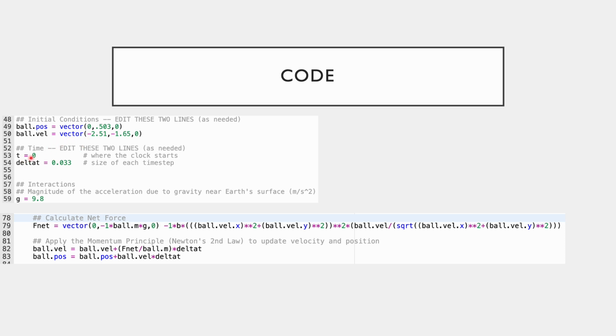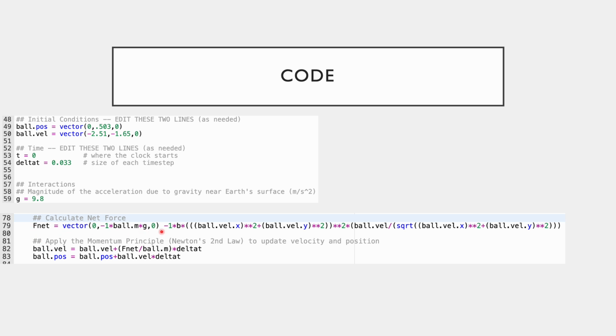The time started at zero because we adjusted the video to start the moment the marker cap leaves my hand. Then delta t is 0.033 seconds, because that's the time the tracker app takes between each frame when plotting the points. We include g equals 9.8 so that I can recall it later in the function. Rather than just plugging in 9.8, I can use g as a variable.